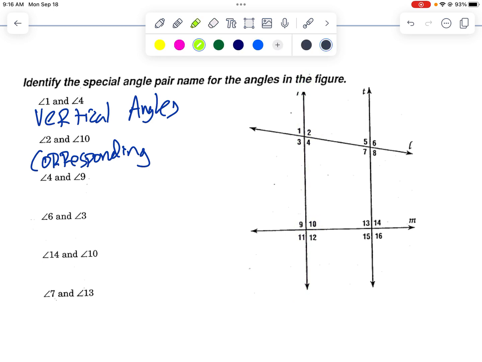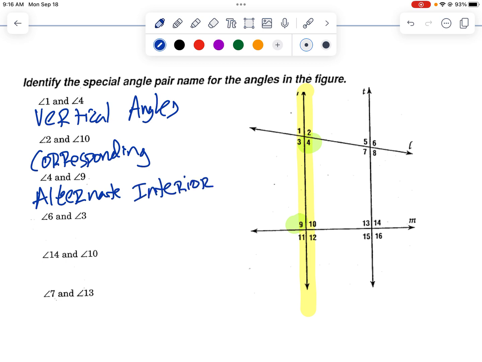All right, here's 4, and here's 9. Again, this transversal is that same line. So are they interior or exterior? They're interior. Are they alternate or consecutive? They're alternate. Okay, it's important to identify your transversal.